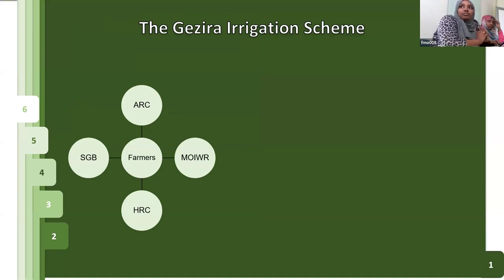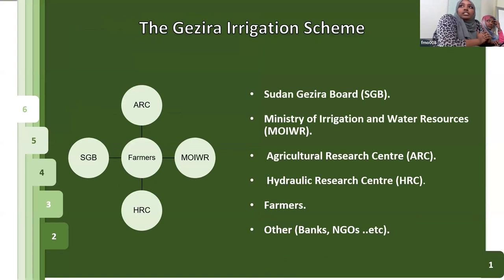At the top of the management of the scheme is the Sudan Gezira Board, which is responsible for overall operation, agricultural services, and coordination with the Ministry of Irrigation and Water Resources for water. Then the Ministry of Irrigation and Water Resources is responsible for irrigation and water management. There are two research institutes: the Agricultural Research Center, which conducts various agricultural research, and the Hydraulic Research Center, which will play an important role in the scheme by addressing the irrigation challenges. And finally, the farmers, who are responsible for their field management.